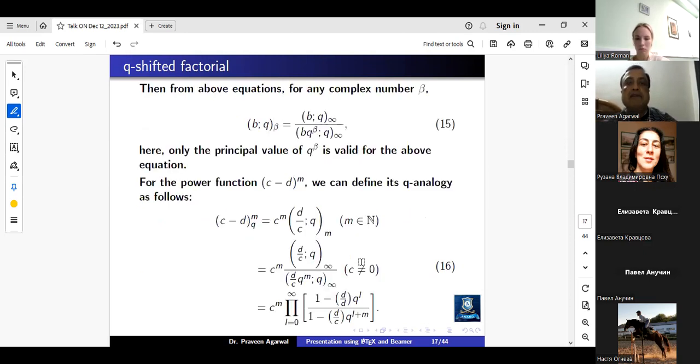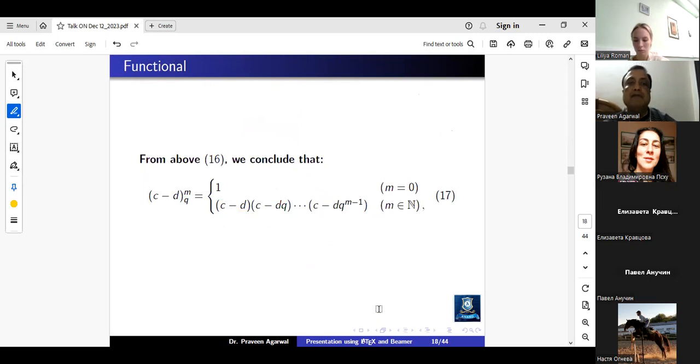Then from the above equations, for any complex number beta, we get a very interesting result, which is given by equation 15. Here only the principal value of q^beta is valid for the above equation. From the power function (c minus d) raised to the power minus m, we can define the q-analog in equation 16. We can easily compute all the results by using some small computations, and then we get the result of equation 16.